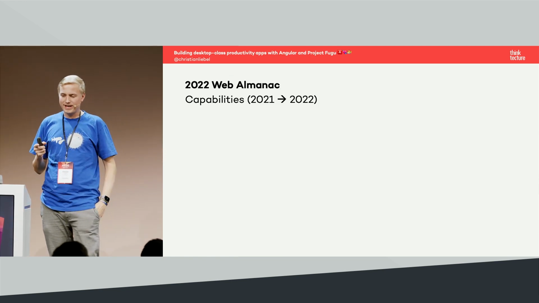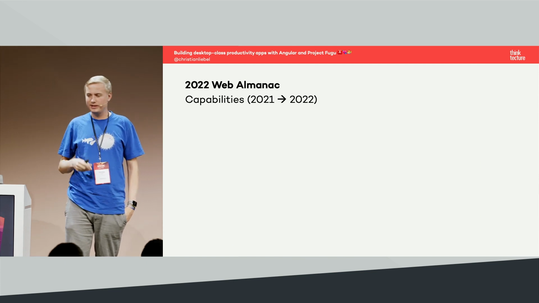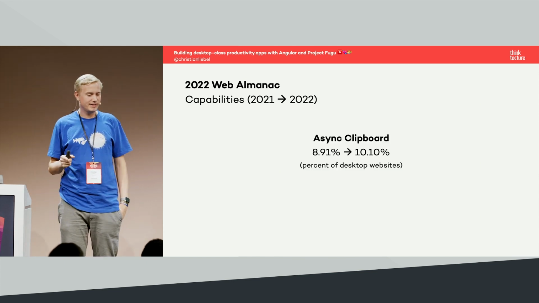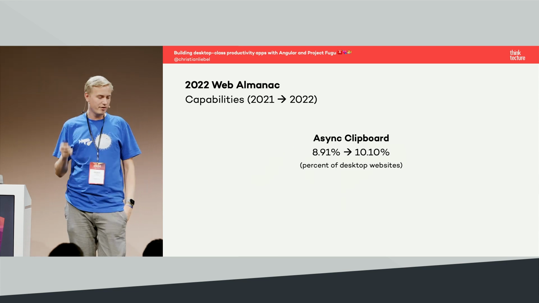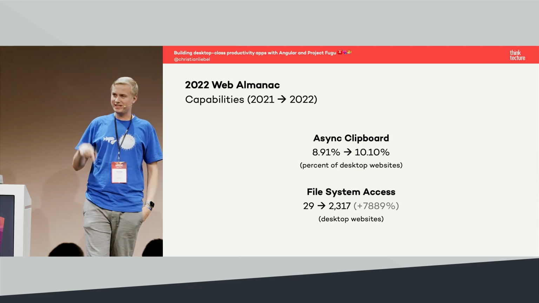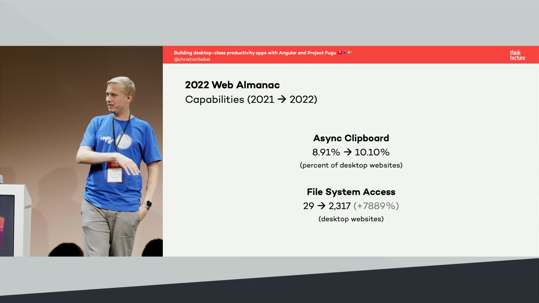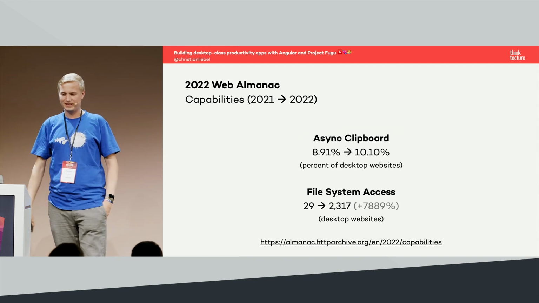We even have numbers for that. I was a part of the content team of the Web Almanac 2022 capabilities chapter. Last year, async clipboard was used on 9% of all desktop websites. Now it's 10%. File System Access API was used on 29 desktop websites. This year, it's over 2,000. So basically an 8-fold increase over last year. Also, if you're interested in that stuff, have a look.